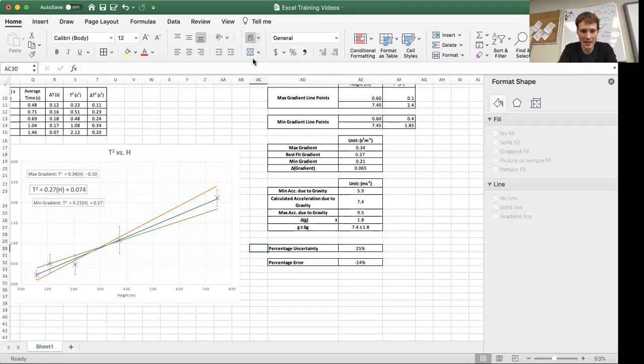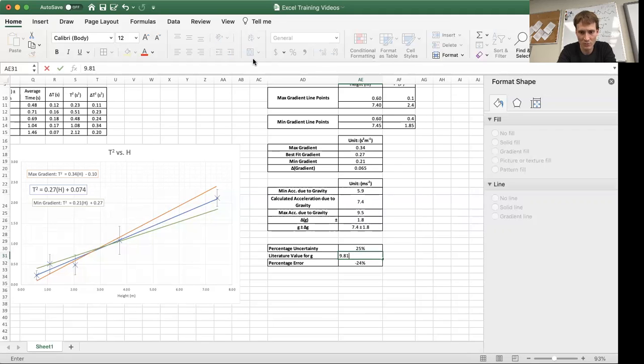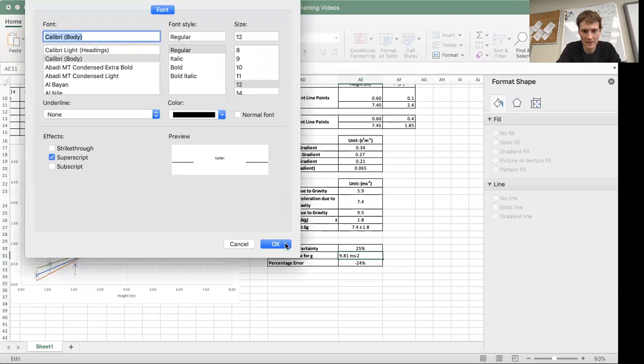Great. And then I can add a column here that's the literature value, perhaps a row. Let's do it right here. The literature value for g, and that's just the value I'm using here, is 9.81 meters per second squared. So I'm going to grab this unit, drop it into this format, and I've got to format it to be superscript. But otherwise, we are basically done here.